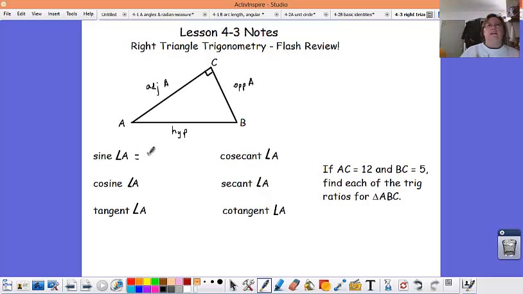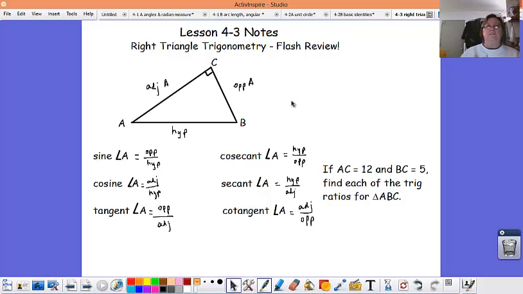This way, the sine is opposite over hypotenuse, and the cosecant would be the reciprocal of that, hypotenuse over opposite. Cosine, adjacent over hypotenuse, and secant, the hypotenuse over adjacent. The tangent is opposite over adjacent, and the reciprocal function cotangent would be adjacent over opposite.